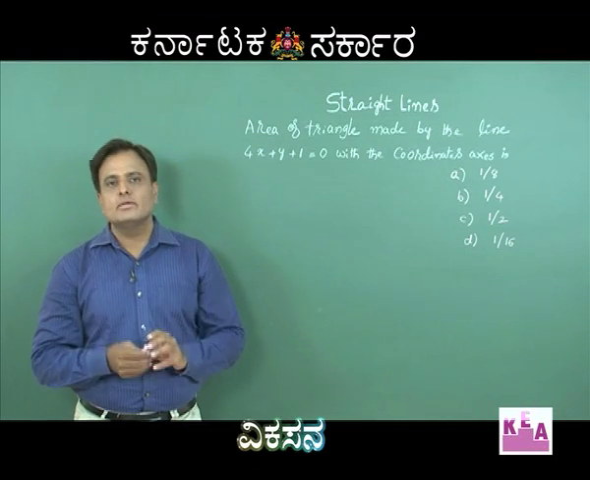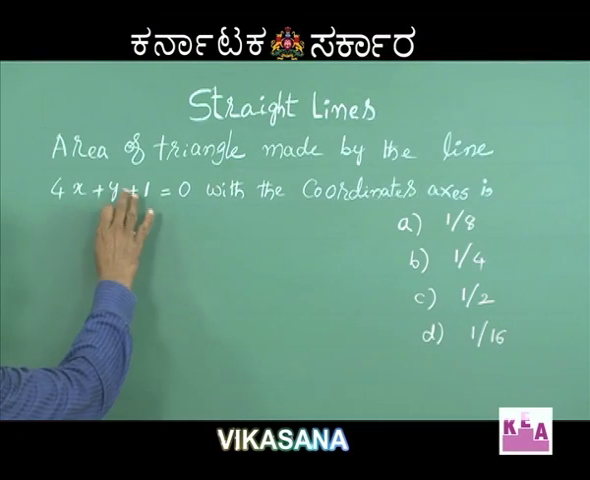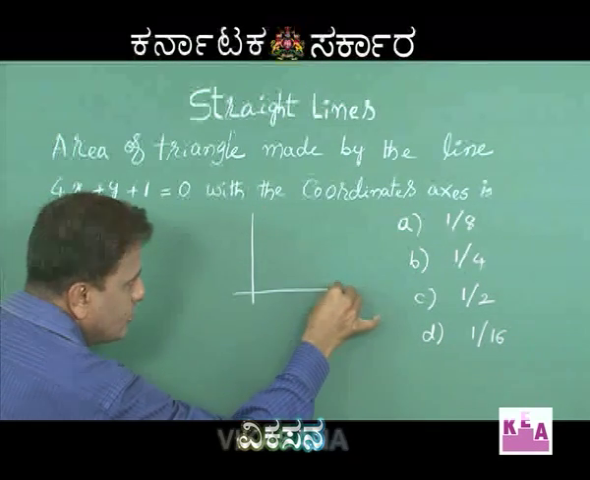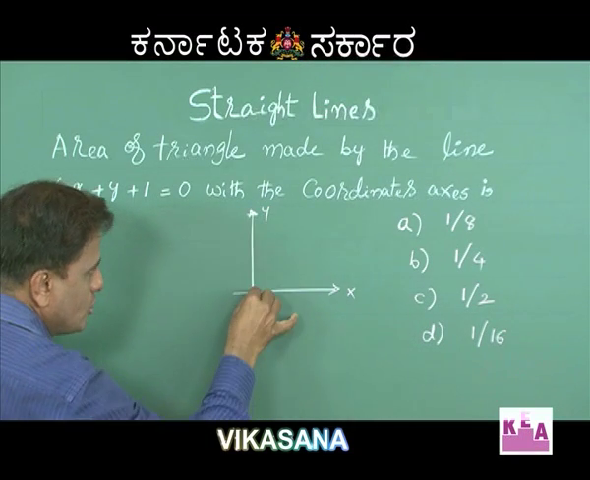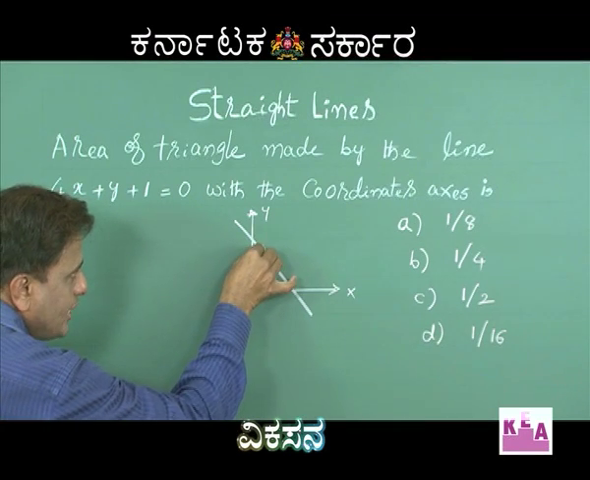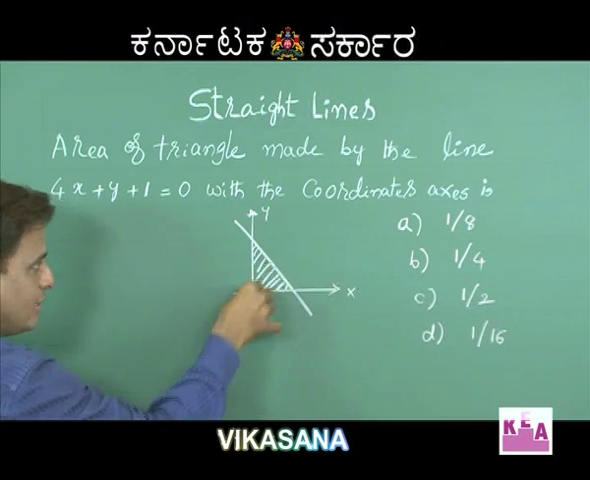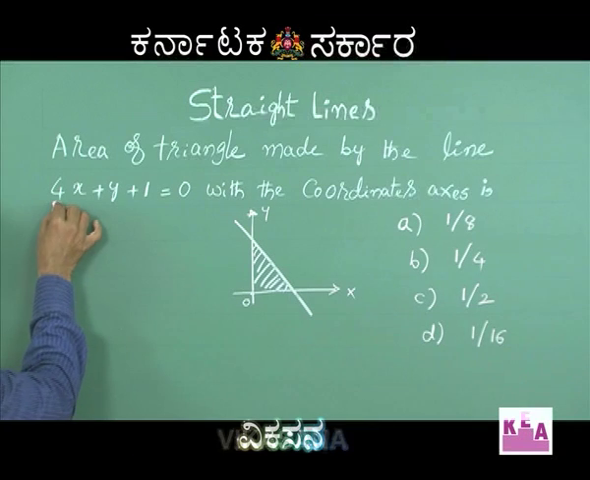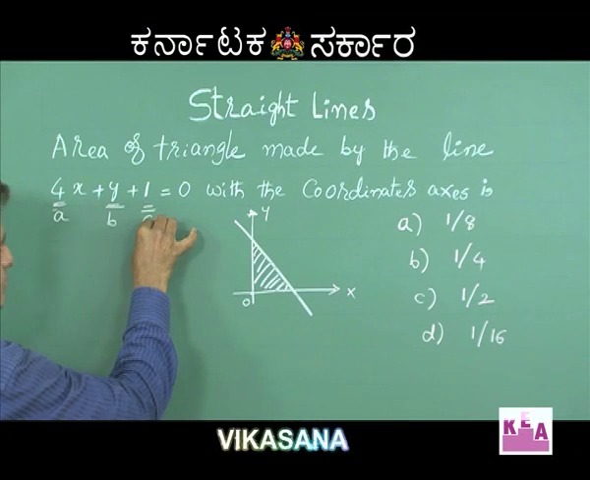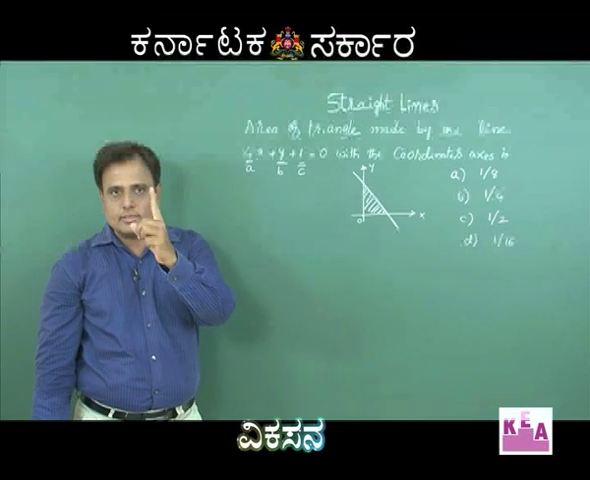How to solve this problem in the simplest manner and save time? Remember this, I'm going to draw the diagram. Look at how the diagram first looks. The line cuts both the x-axis and y-axis. We have to find the area of the triangle made by the line with the coordinate axes. In the given line, A is 4, B is equal to 1, and C is equal to 1.